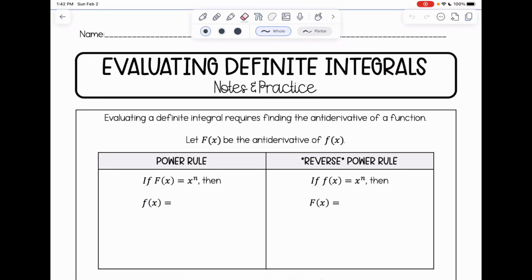In this lesson, we'll be evaluating definite integrals. Evaluating a definite integral requires finding the antiderivative of a function. Let capital F of x be the antiderivative of lowercase f of x.